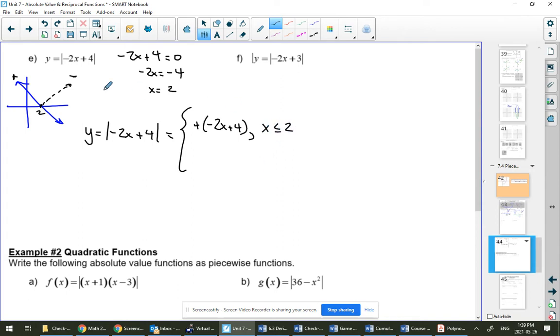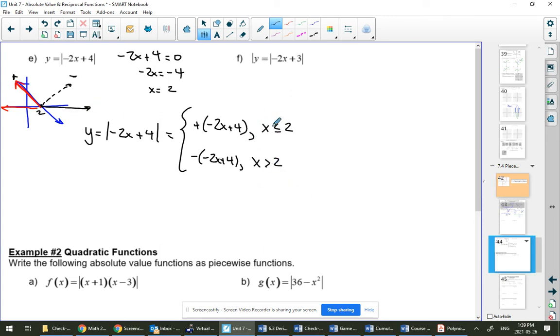Notice it seems like it's reversed, but we're talking about when this part of the function is positive. So this part of the function is positive. It's getting bigger and bigger as my x values are getting smaller and smaller. But I'm still dealing with the positive case, so I've written less than or equal to 2. Now for the negative case, the negative of negative 2x plus 4 happens when my values are getting bigger. So x is greater than 2.